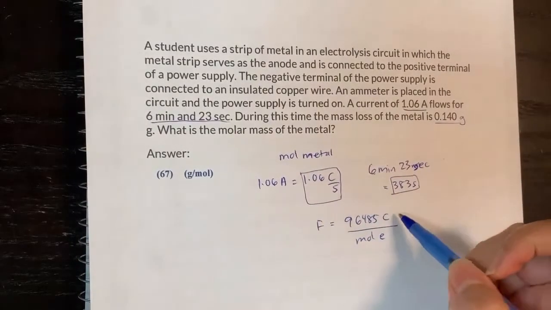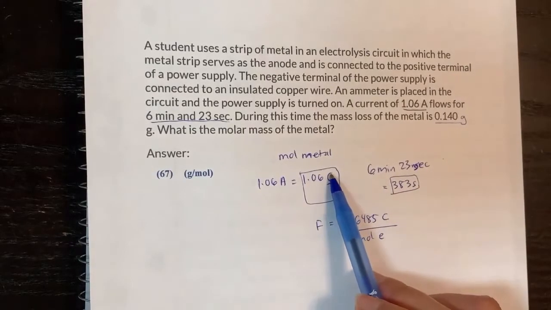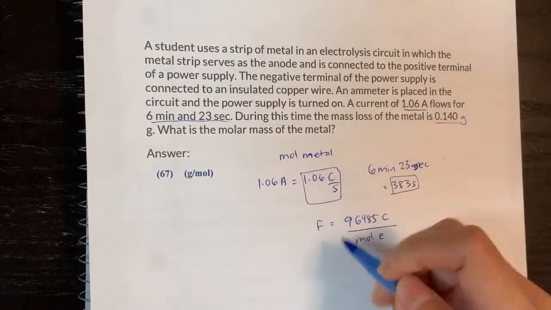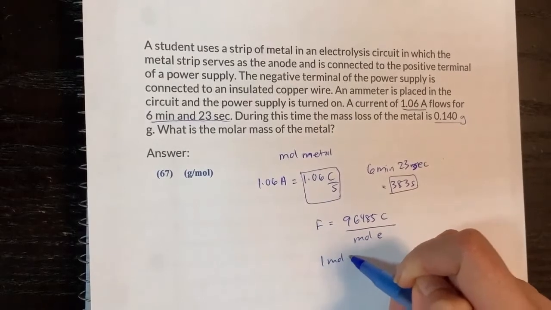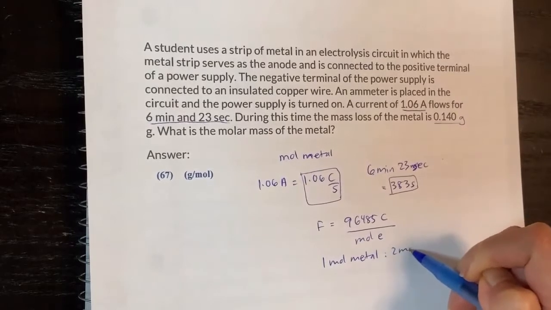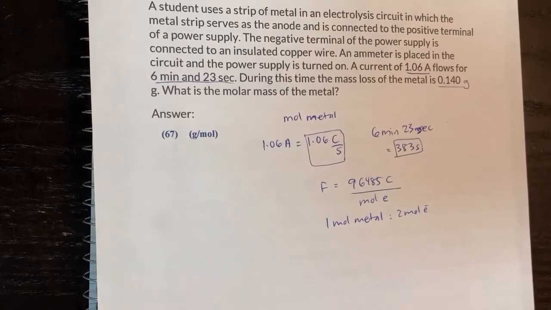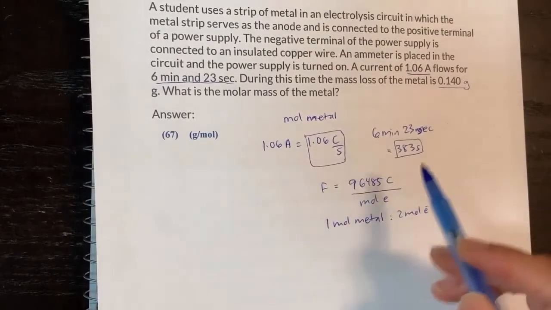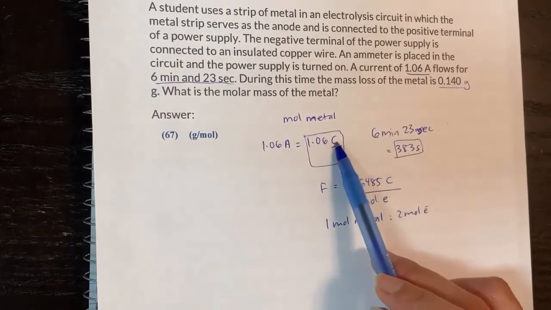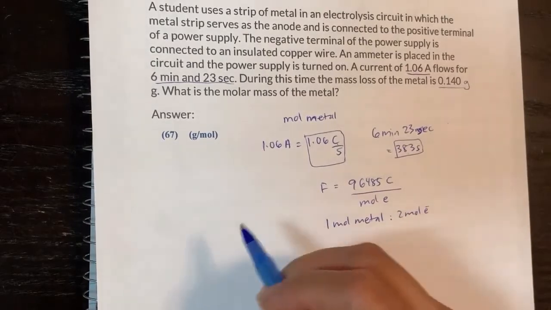Okay, so that's cool. So you start to see how you have seconds. Seconds will link you to coulombs. Coulombs will link you to moles of electrons. And in this case here, you also know that 1 mole of metal is going to be a ratio to 2 moles of electron. It's just the charge here is a 2+ charge. Okay, so that's how you link it all together. So from seconds you go to coulombs, coulombs go to moles of electrons, goes to moles of metal. So you can actually work it all straight through.